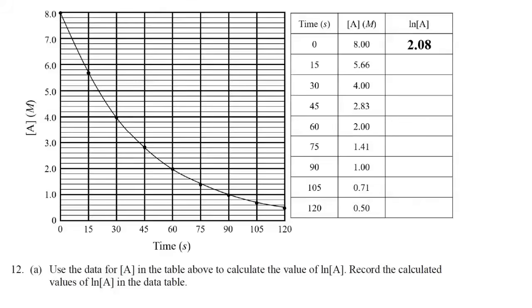When I take the natural log of 5.66, I get 1.73. When I take the natural log of 4, I get 1.39. And the natural log of 2.83 is 1.04. And I'm going to go ahead and fill in the rest of the data in this table by taking the natural log of the concentration. So 0.693, 0.344, 0, the natural log of 1 is 0, and then I now get negative values. So I get negative 0.342 and negative 0.693. So that is my answer to part A.